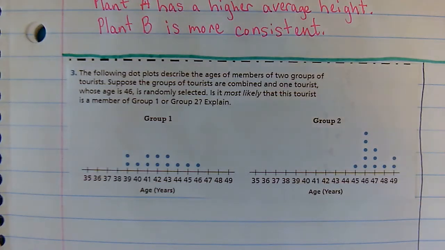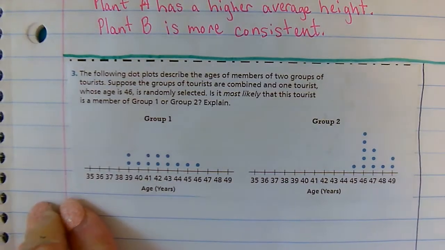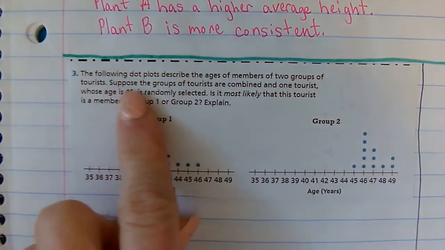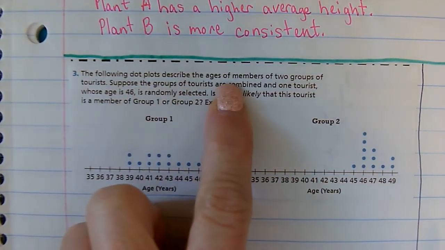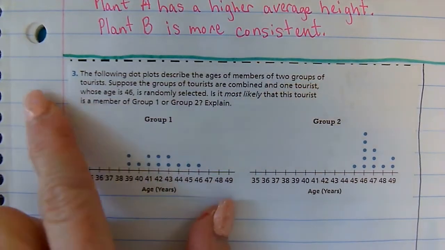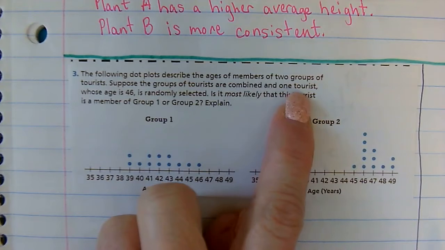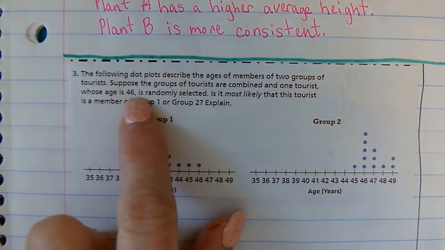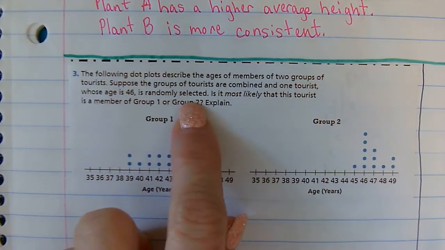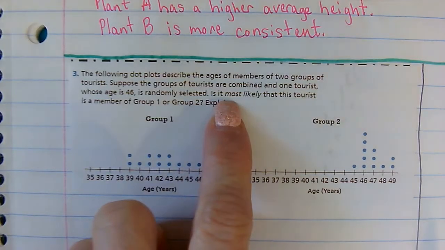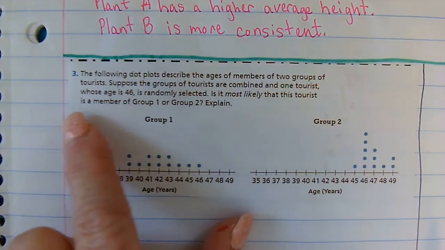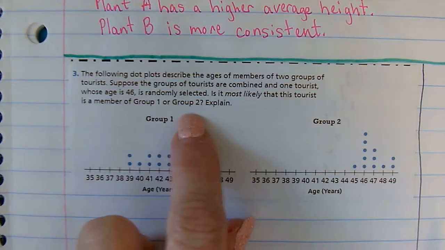Alright students, for number 3, let's continue looking at the data and making comparative inferences. The following dot plots describe the ages of members of two groups of tourists. Suppose the groups of tourists are combined and one tourist whose age is 46 is randomly selected. Is it most likely that this tourist is a member of group 1 or group 2?